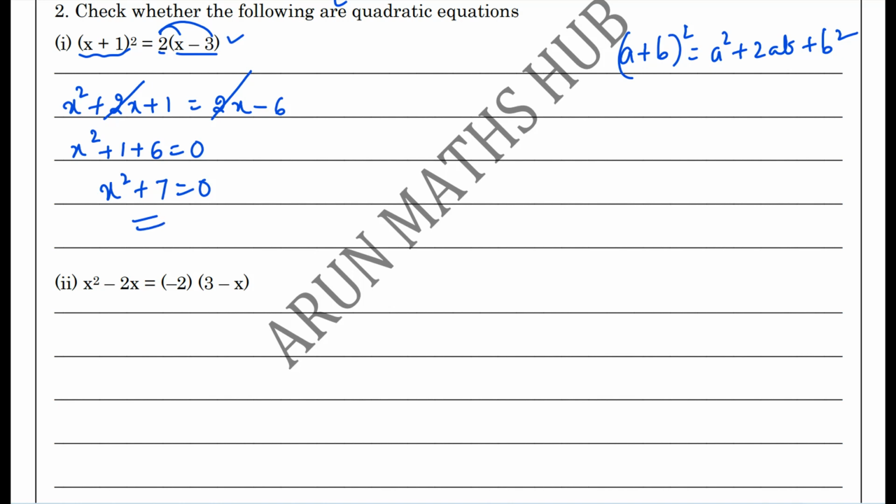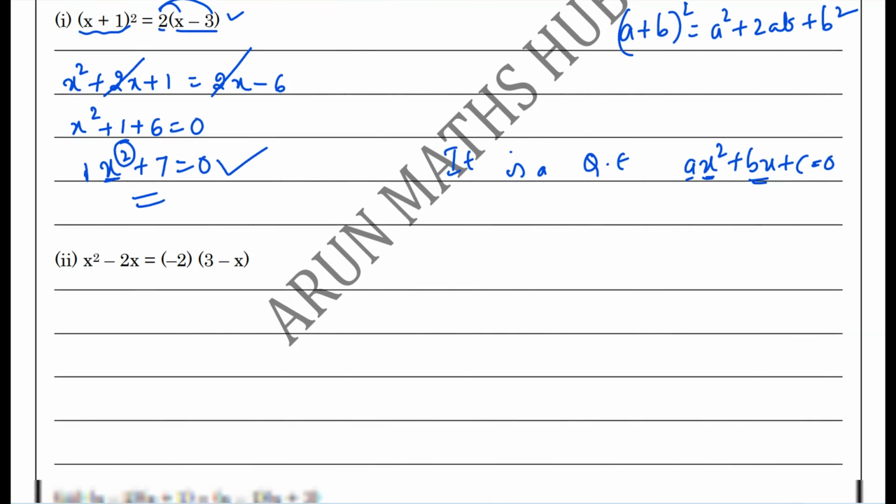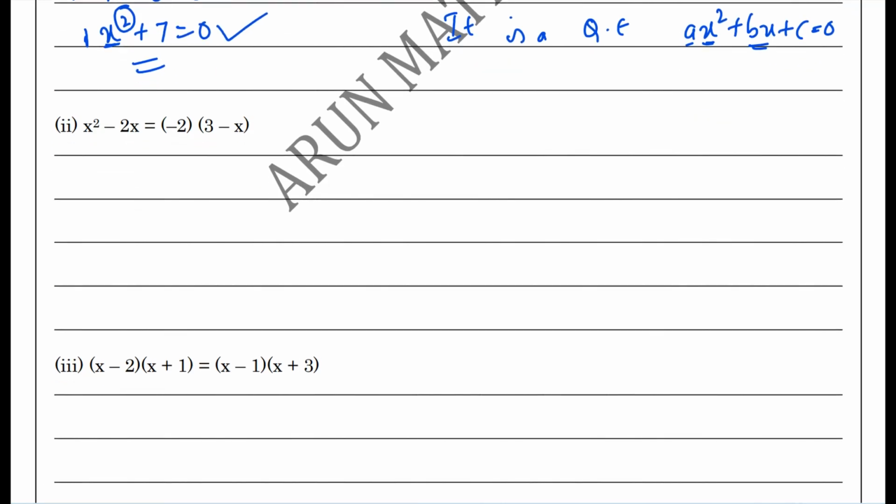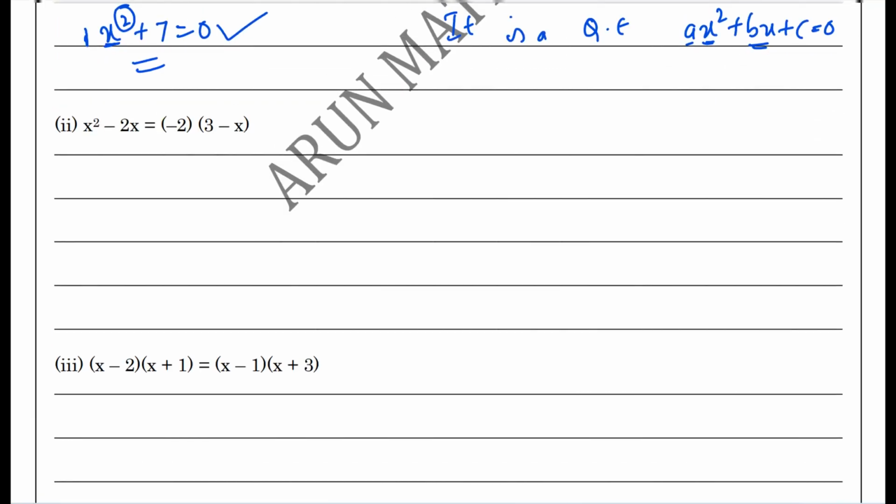Is it a quadratic equation? Yes, it is a quadratic equation because the highest power of x is 2. It is a quadratic equation because it is of the form ax square plus bx plus c equals 0. But the coefficient of x is what? 0. What is the coefficient of x square? It is a, that is, the coefficient of x square is 1 here, then the constant c equals 7. In the same way, you can solve the other questions.